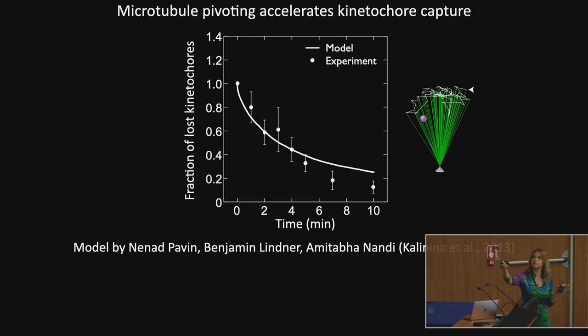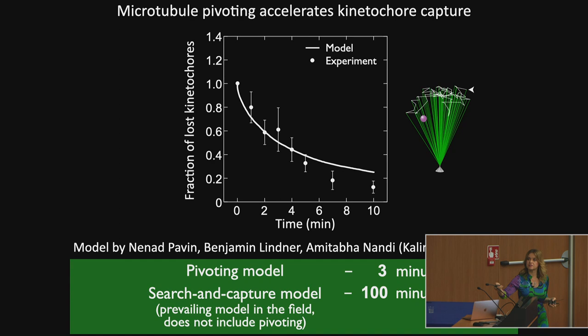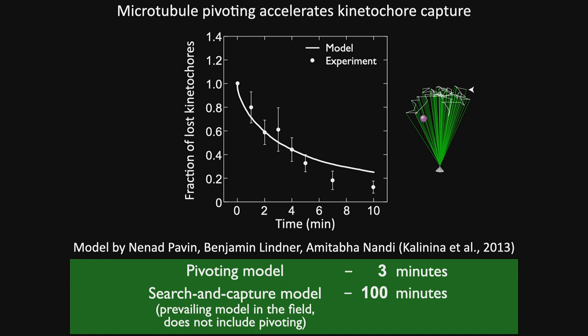And the point is that this model, with pivoting of the microtubules included, says that half of the kinetochores will be captured in about 3 minutes. And the prevailing model in the field before we developed this model was a basic search and capture model developed by Mitchison and Kirschner, which is based on simply microtubule growth and shrinkage, the dynamic instability that we just heard about from Joe, without this lateral movement. And without the lateral movement, it would take about 100 minutes to capture the kinetochores. And with this pivoting movement, this rotational movement, it takes only 3 minutes, as in the experiment. So this showed that the microtubule pivoting in yeast is very important to capture the kinetochores.